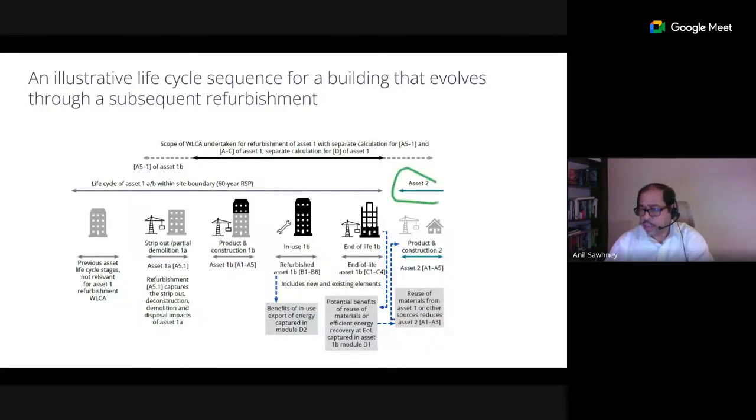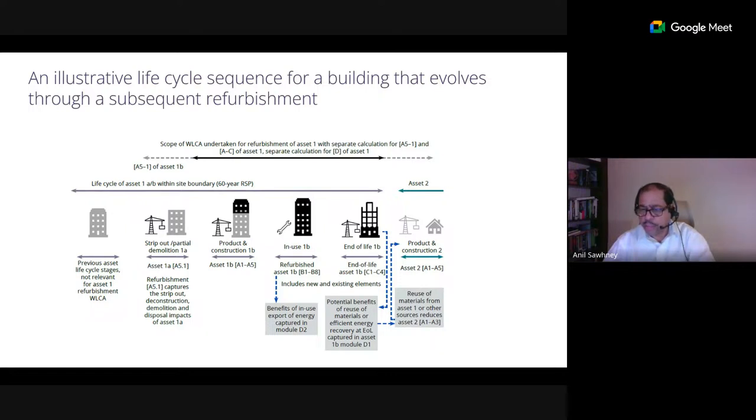The standard does help you in assigning or allocating various assets to their various modules. It tells you where which emission goes. So for example, if you look at the life cycle of asset 1A/B within the site boundary for 60 years, the asset 1A will account for A5.1. So whatever demolition that took place will go into 1A.